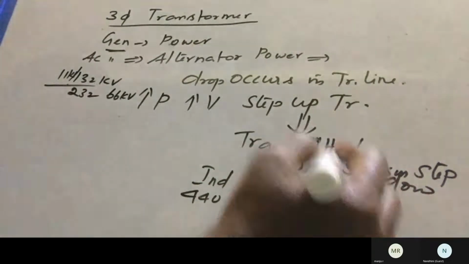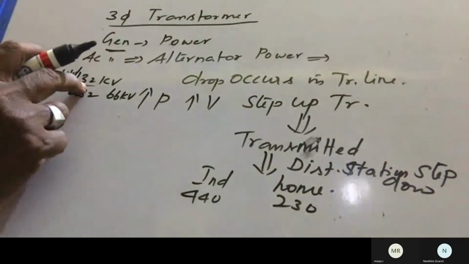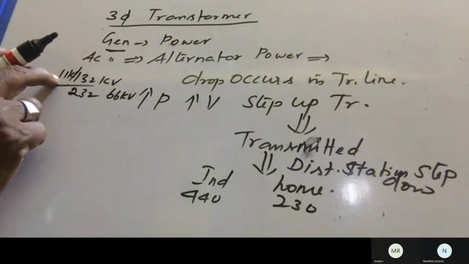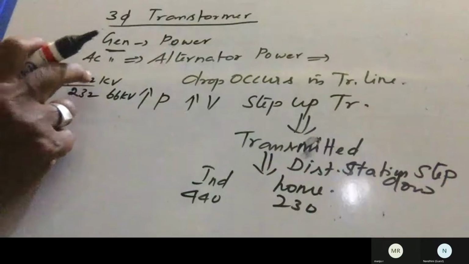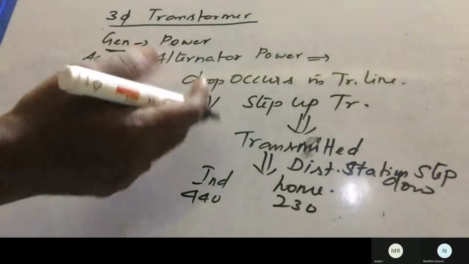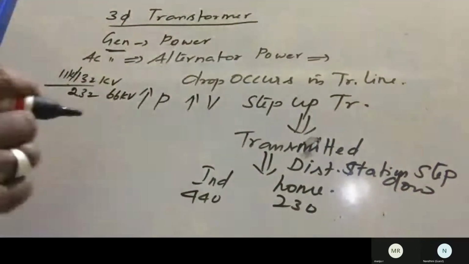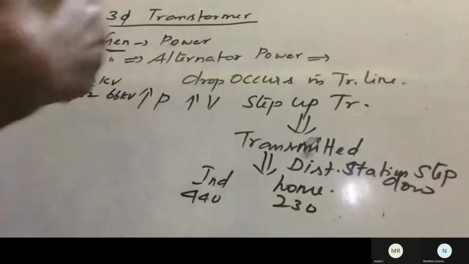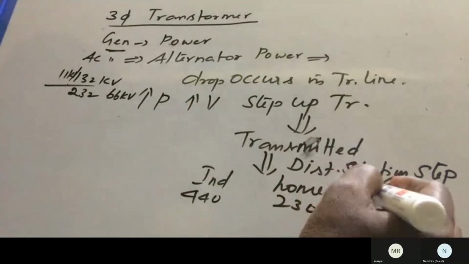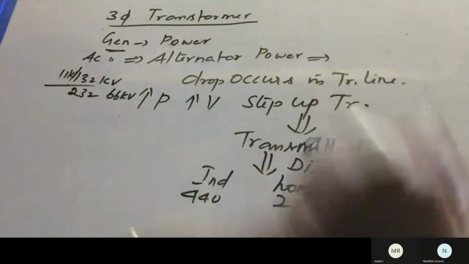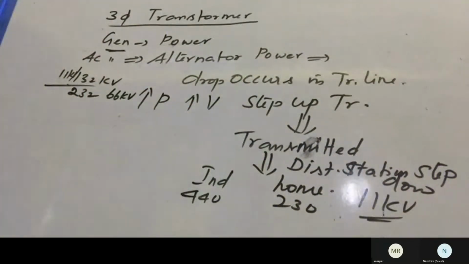So 11 kV is generated and then increased to 232 or 132 kV with the help of a step-up transformer. Again the same voltage is brought back down, so that we have 11 kV at the distribution side.